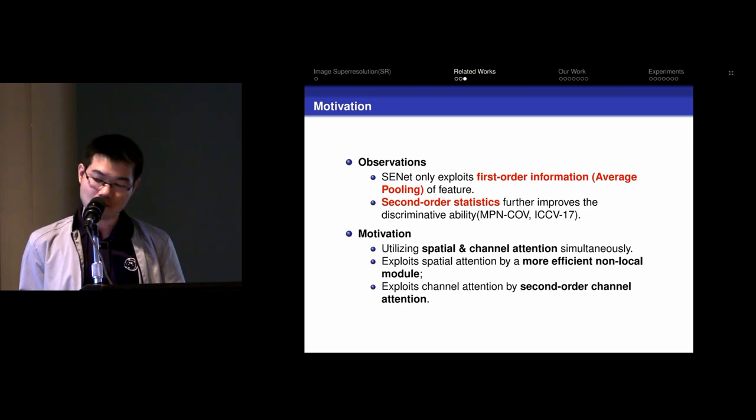So we claim that combining the spatial and channel attentions may be helpful, and utilizing the second-order statistics may be more helpful for the single-image super-resolution task.